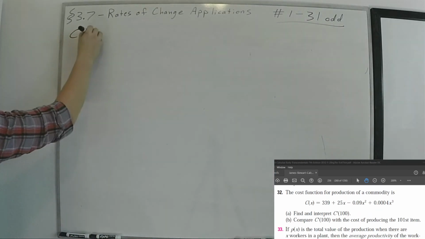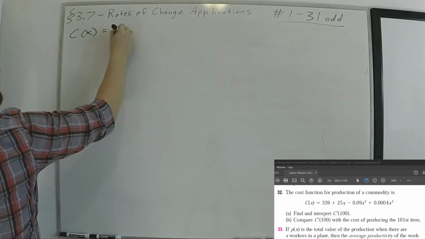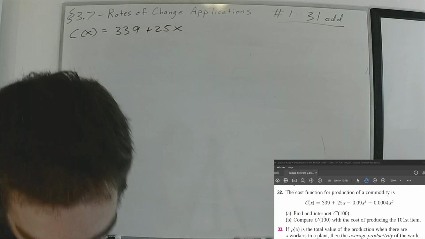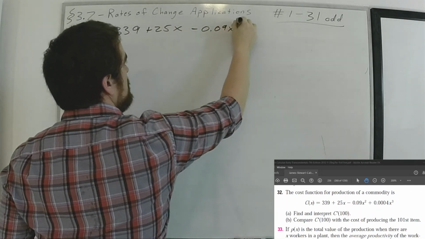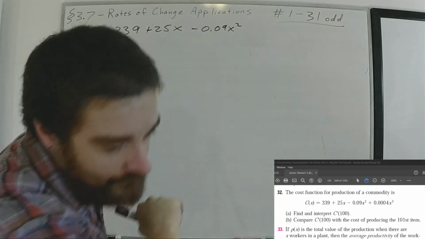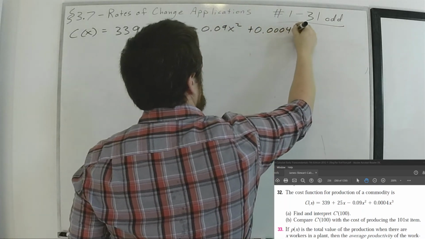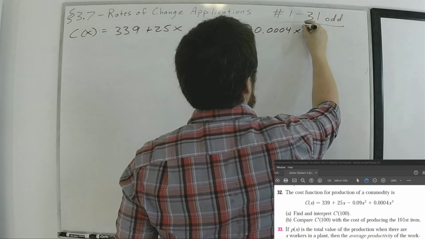So let me copy down our function C, which is 339 plus 25x minus 0.09x squared plus there's a lot of decimals here, 0.0004x cubed, with three zeros.